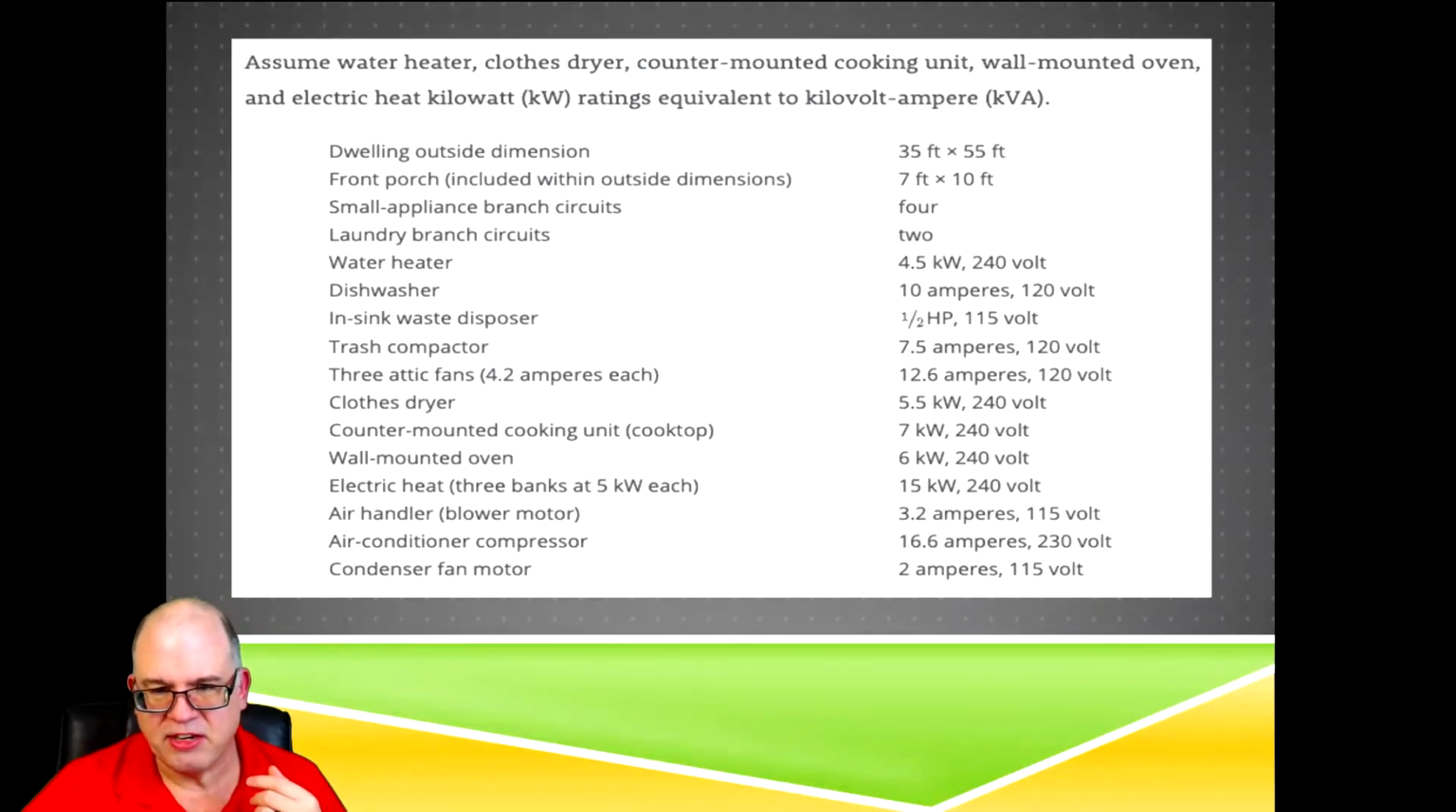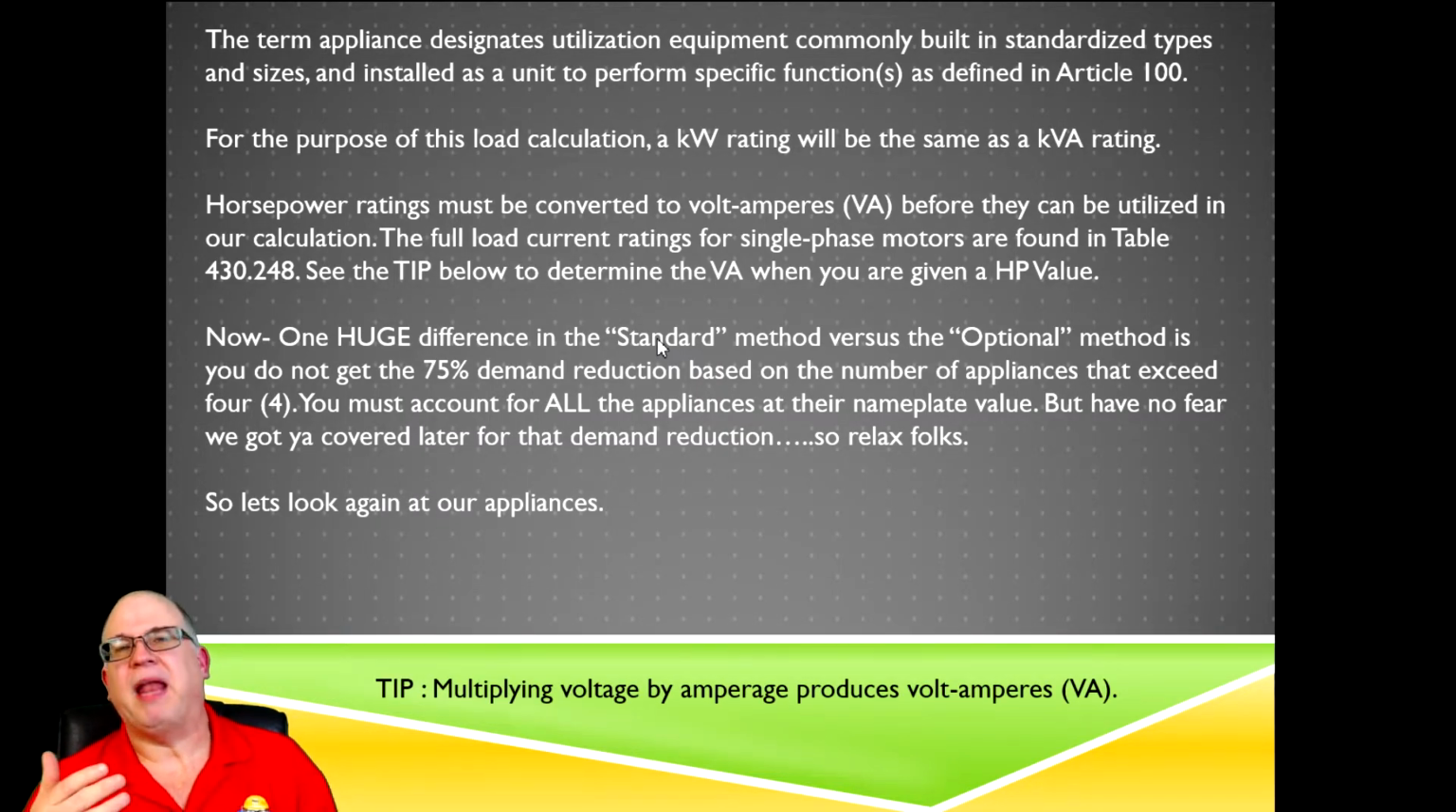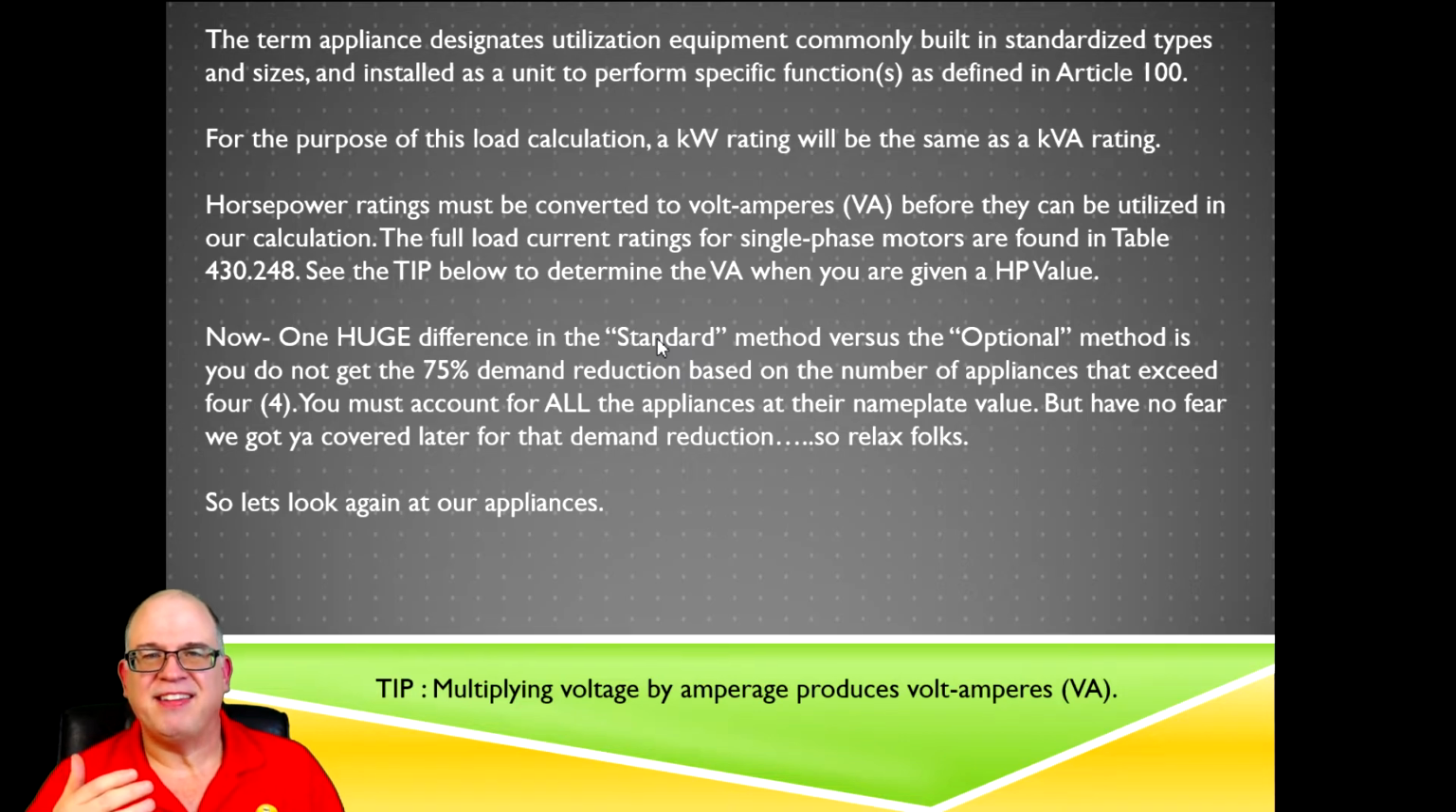So in the presentation here, I've got a 4,500 VA, and I got all these things. So let's work on these now. First things first, though, what's an appliance? It designates utilization equipment commonly built in standardized types and sizes and installed as a unit to perform a specific function. So we have a definition in 100.